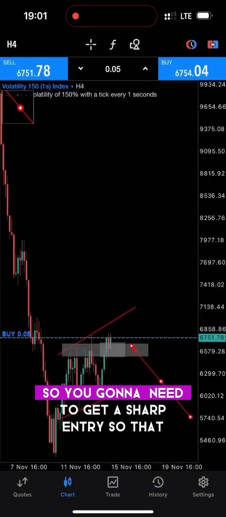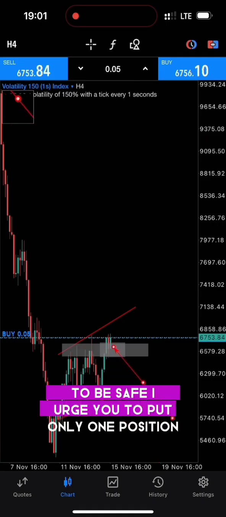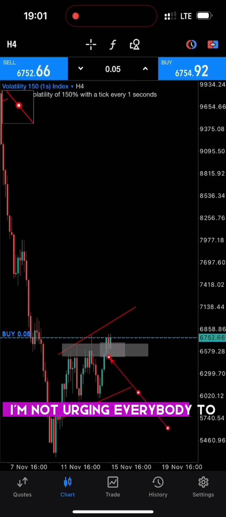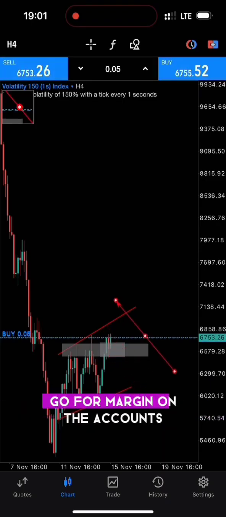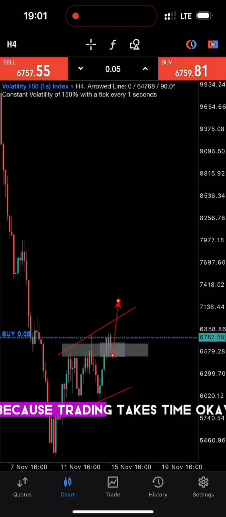You need to get a sharp entry so that your account does not blow. To be safe, I urge you to put only one position. Don't try to follow me here. I'm not urging everybody to go full margin on their accounts. I urge you to go as slow as possible because trading takes time.